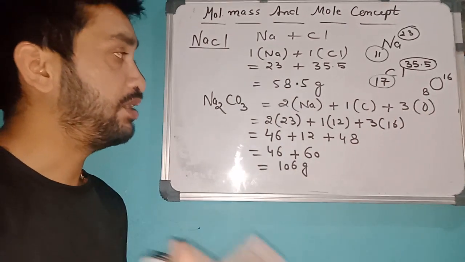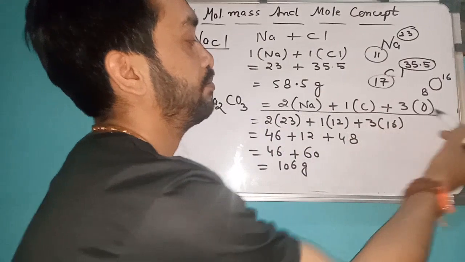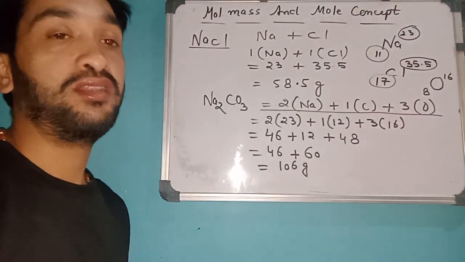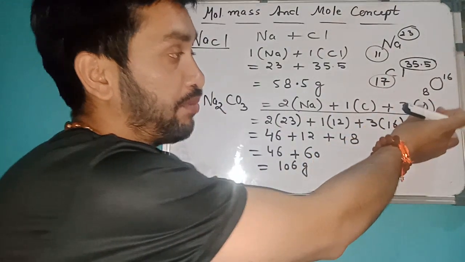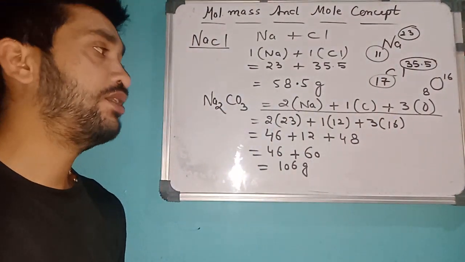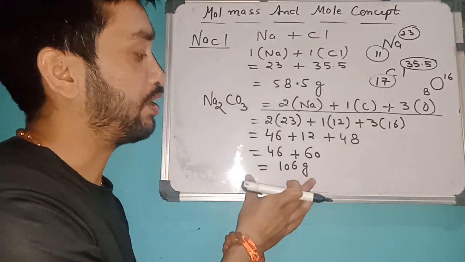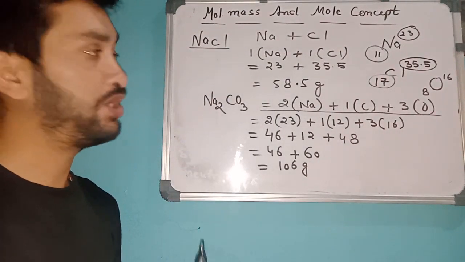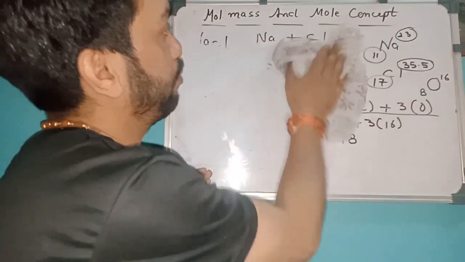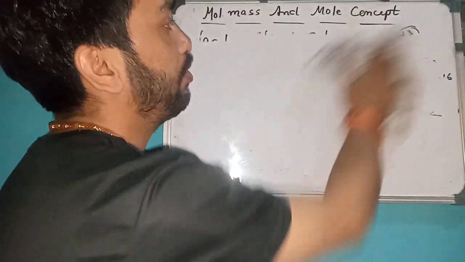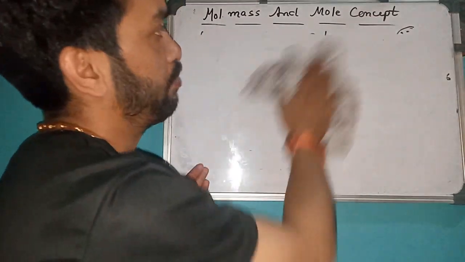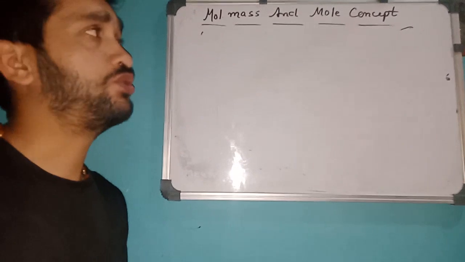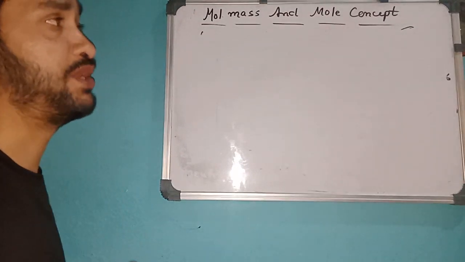So in this way we can take out the molecular mass of any compound. But the important part is this: first see how many atoms are there, then multiply that number with the atomic mass of that particular element. In this way we take out molecular mass. We are talking about molecular mass here. Molecular mass is very easy to calculate. You should just know how to break it into its simplest atoms.